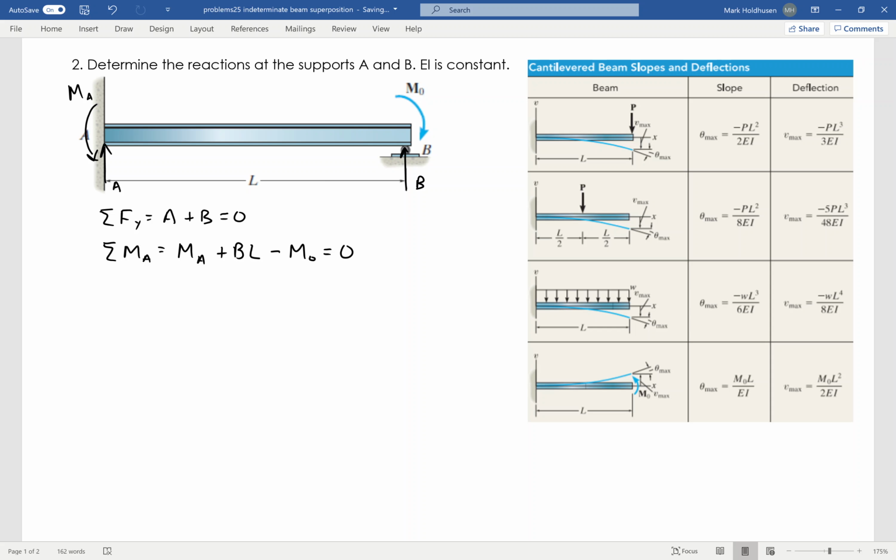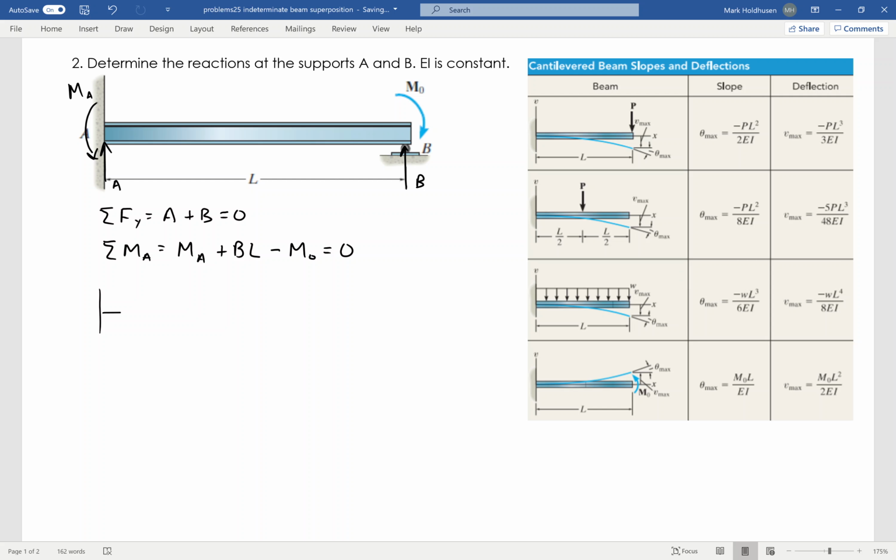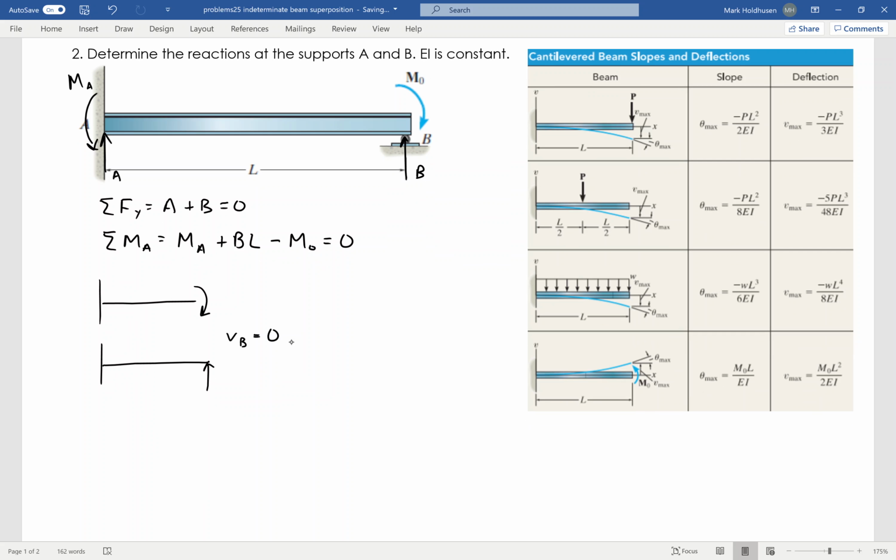Okay, so from that, I'm going to break this guy up into two pieces. I'll have a moment, and I'll have a force at the end point like that. And what I know is that the deflection at B has to equal 0. So I have the deflection from A. This one's going to, let me do B because that's upward. So the reaction from B is upward, and it's going to be that max deflection. I'm basically using these two equations here and here.